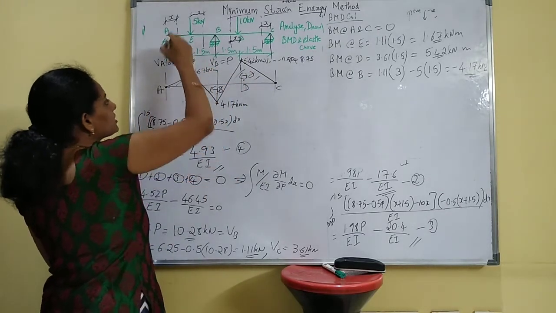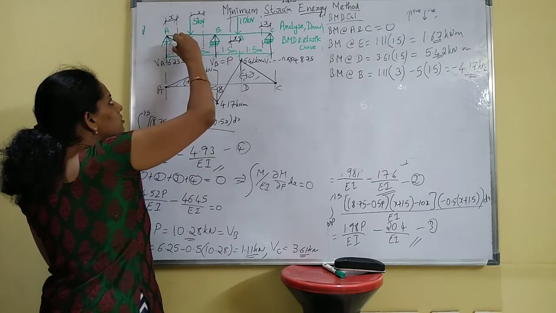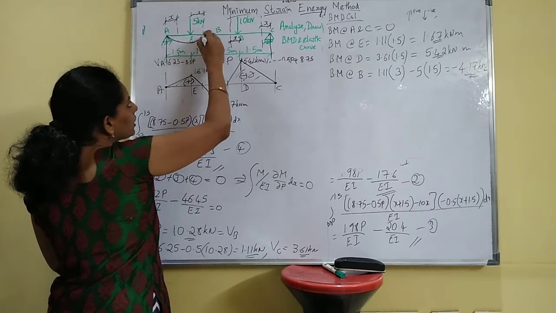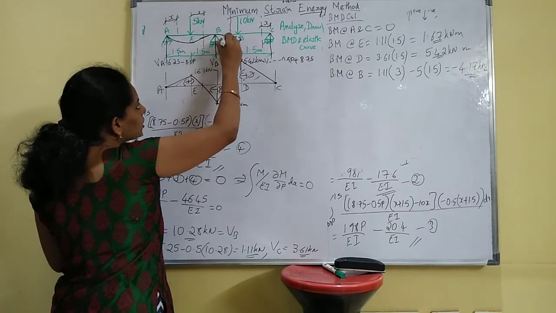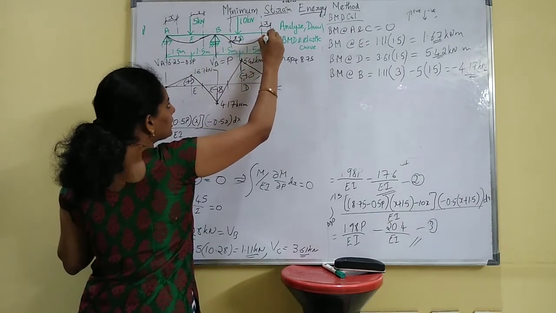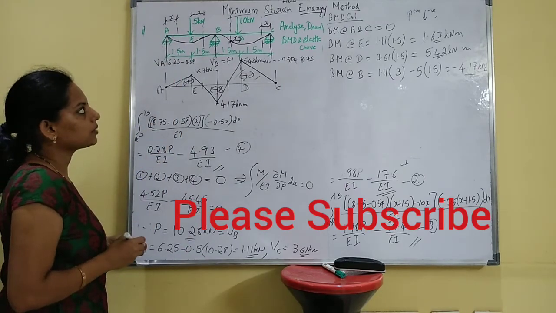So now draw the elastic curve. So at positive you have sagging bending moment. So this is the sagging, and from here this point you have negative, so it will be hogging. So at this point it will be hogging, and again sagging bending moment. At the end it is 0. So this is your elastic curve, this is your BMD.